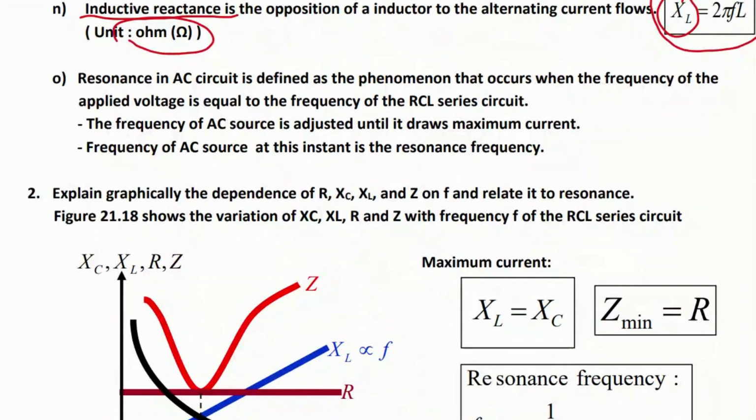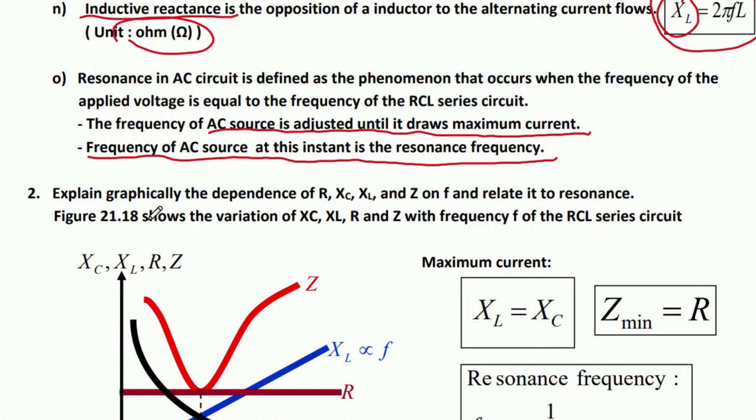Resonance. This is an extra concept that you must know. Resonance in an AC circuit is defined as the phenomenon that occurs when the frequency of the applied voltage is equal to the natural frequency of the RCL series circuit. The frequency of the AC source is adjusted until it draws the maximum current. The frequency of the AC source at this instant is the resonant frequency. So resonant frequency occurs when the current is maximum.